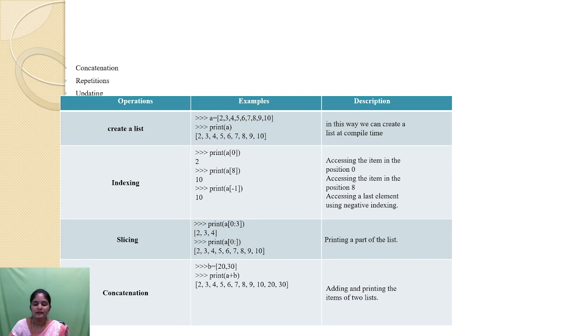So here both a and b are added and produce the output as the concatenated list. The output will be 2, 3, 4, 5, 6, 7, 8, 9, 10, 20, 30. Likewise we have to produce the output.